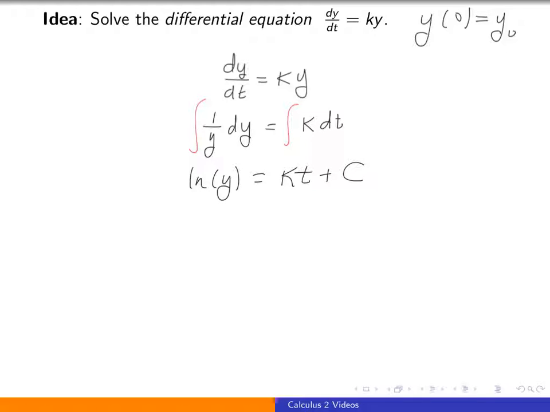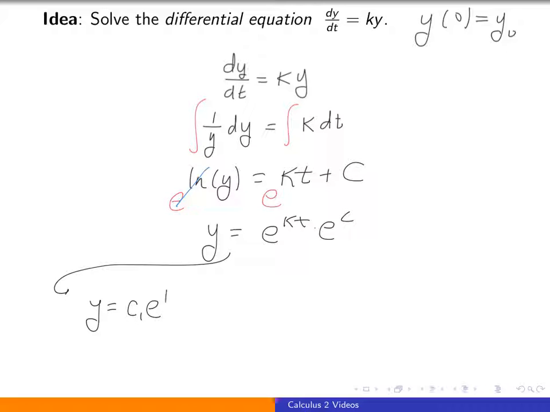And if two quantities are equal, e raised to those powers would be equal. So e to the natural log leaves us a y on the left, and using properties of exponentials, on the right we could think of this as being e to the kt times e to the c. And here, e to the c is a constant. Let's go ahead and just call it c1 times e to the kt.